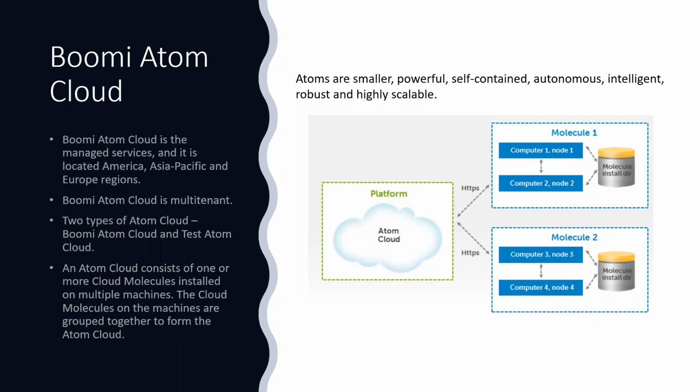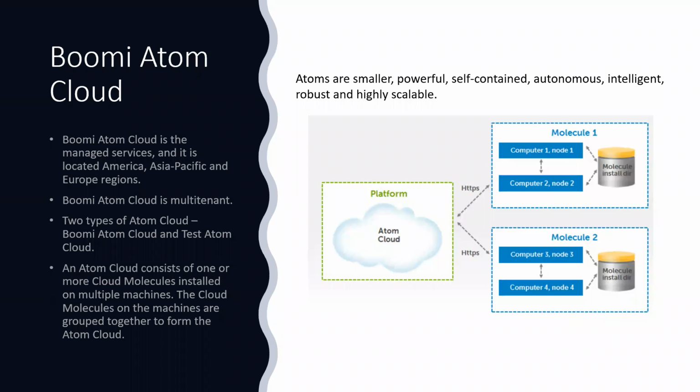Boomi generally provides 2 types of Atom Cloud. One is the test Atom Cloud, and one is for production. So you have a separate Atom Cloud for production and a separate one for your test environment. Atom Cloud consists of one or more cloud molecules. Basically, it's a group of molecules acting as a single unit.